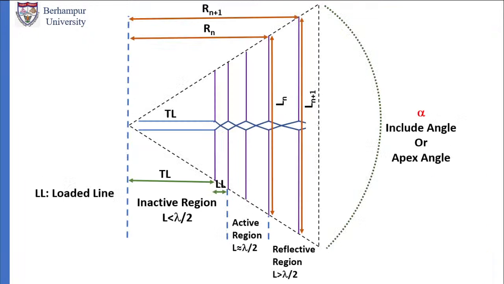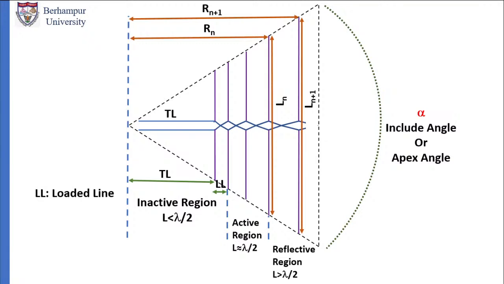Okay, now let us look at a proper log periodic antenna. You can see we are using a transmission line section, called the loaded section. Then from the end of the loaded line to the first element is called the inactive region. In this case, L is less than lambda by 2. Then we have the active region, where L is approximately equal to lambda by 2. Then we have the reflective region where L is greater than lambda by 2.